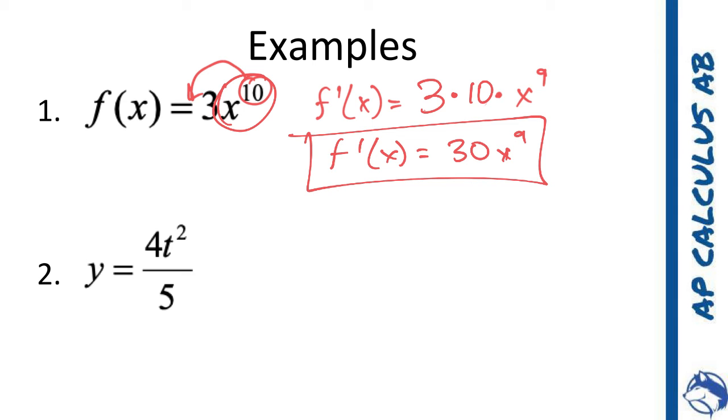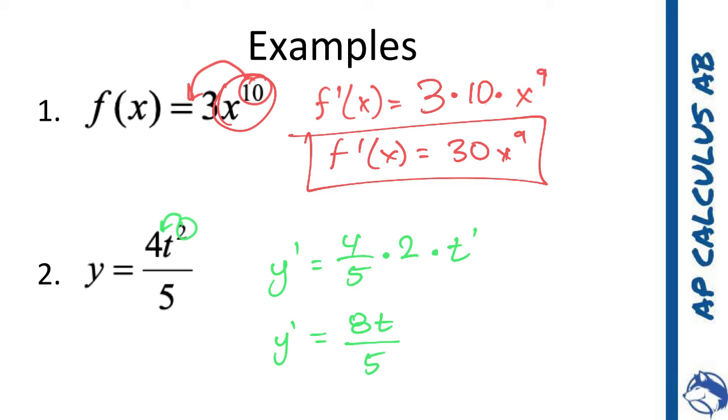I'm going to do the same thing here for y, and I'm going to say that y prime is equal to 4/5, because that's what's out in front. This 2 comes down, so it's multiplied by 2, and then all I'm left with is t to the first. So simplifying this, I get 8t over 5.